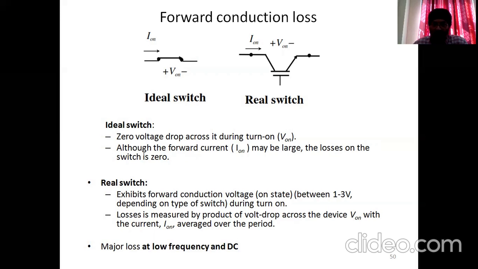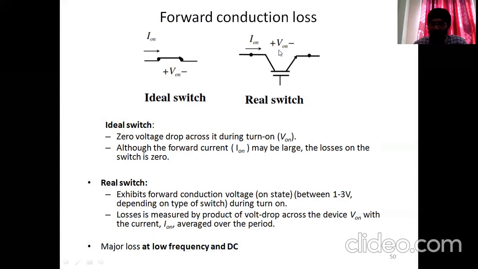So if this is the voltage drop and the current is flowing through this switch with this voltage drop, it incurs some power loss. Current multiplied by the on-state voltage drop will be the power lost in this switch. Because what we want is whatever current flows over here, the complete current flows over there without any power drop, just like in this ideal switch.